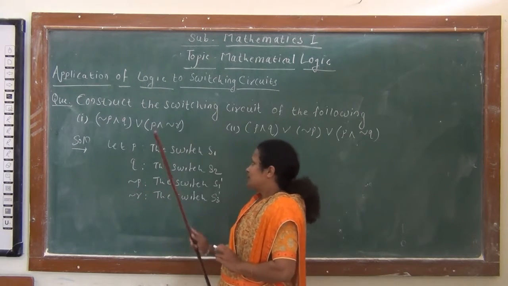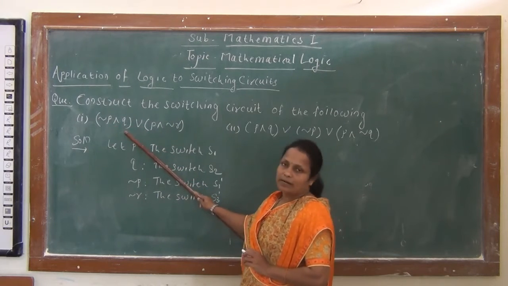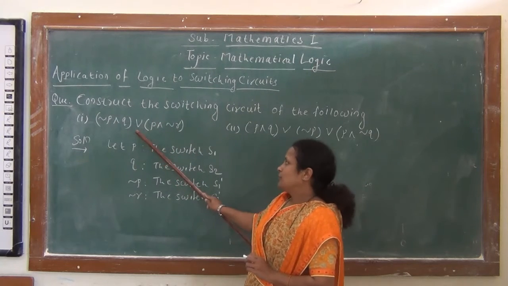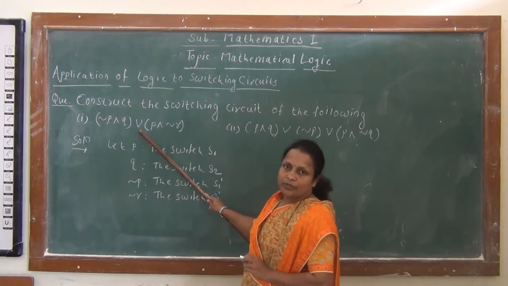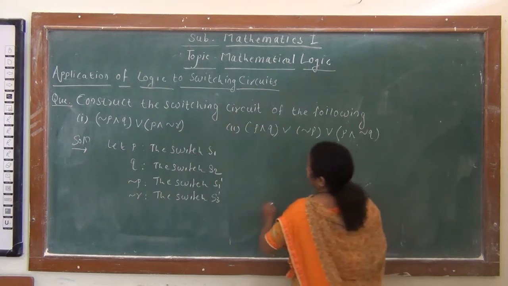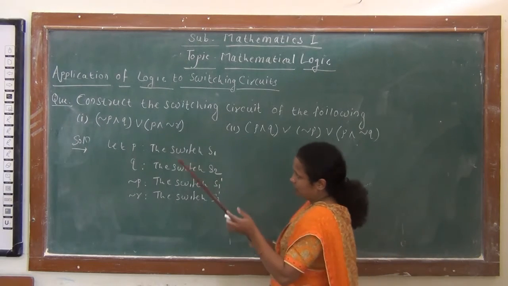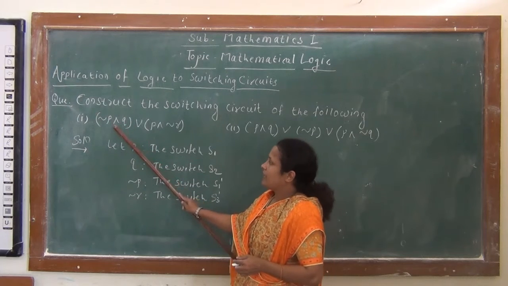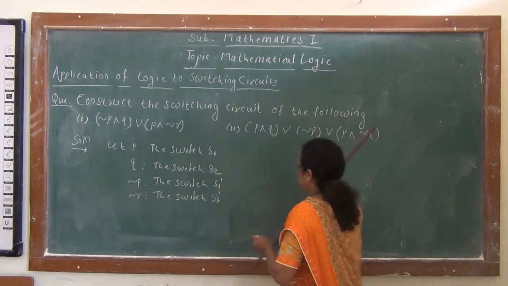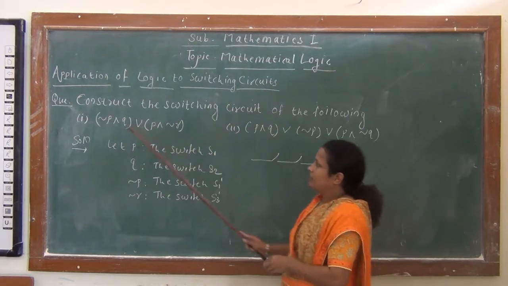Now to construct this switching circuit, first we divide the circuit into two parts. The first bracket is our first part, the second bracket is our second part, and these two parts are connected by OR. If there is the symbol OR, then we know that these two parts are connected in parallel. First we draw the first part, that is negation P and Q. These two statements are connected by AND, so we consider switches in series. This is our first switch, this is our second switch, connected in series.